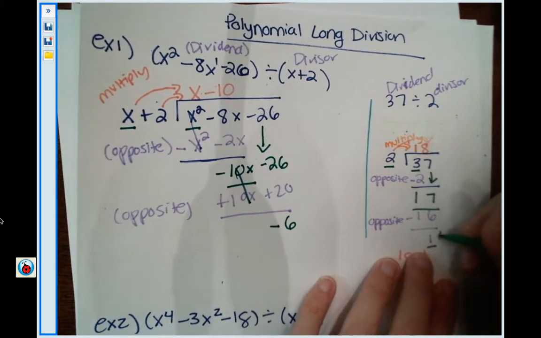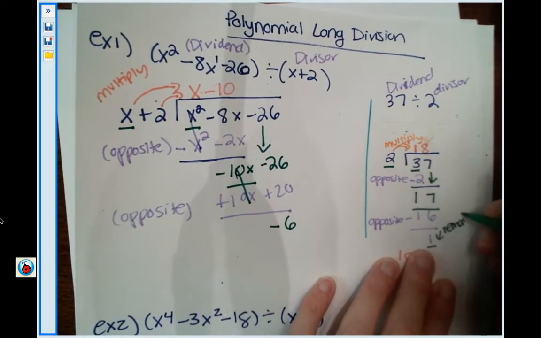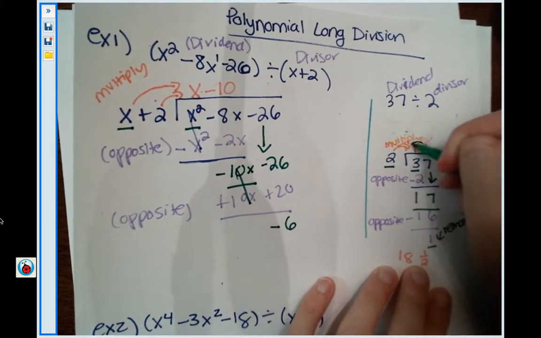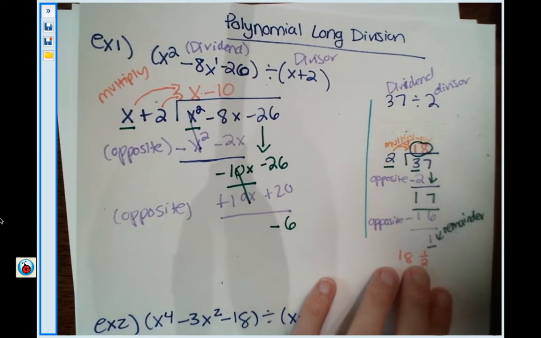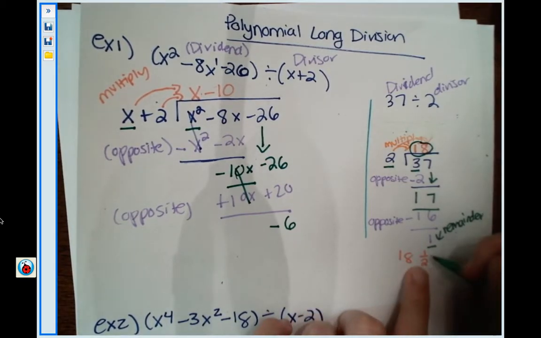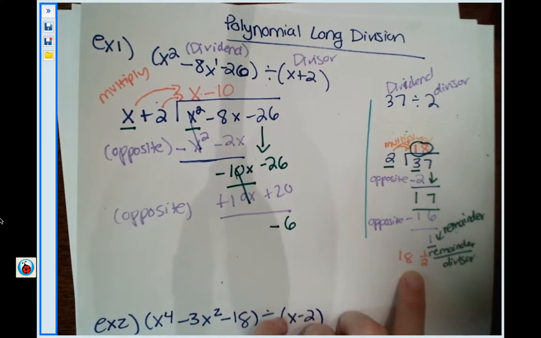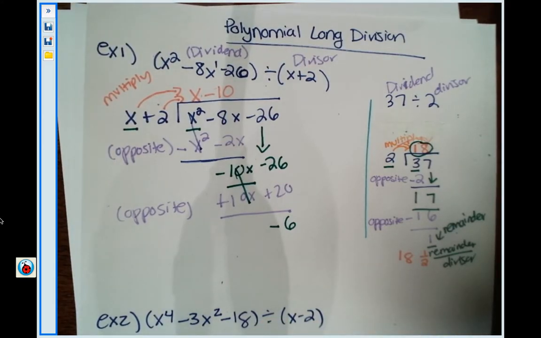So this, you guys, is our remainder. And what I did, I put the remainder over the divisor. And that was my final answer. My answer was the quotient, which is what you get on top, 18. And then I put the remainder over the divisor. That's all I did. I put the remainder, which is 1, and divided that bad boy by 2 and got 18 and 1/2.